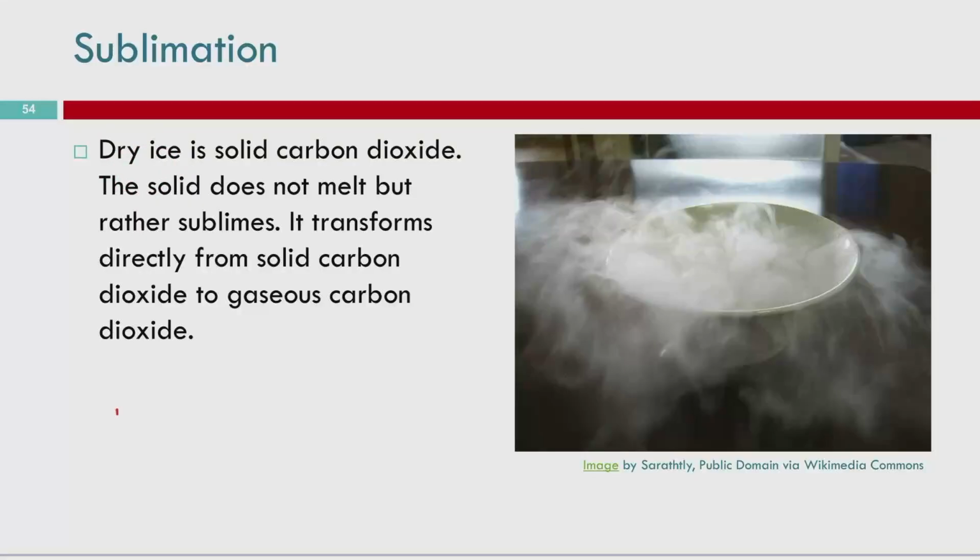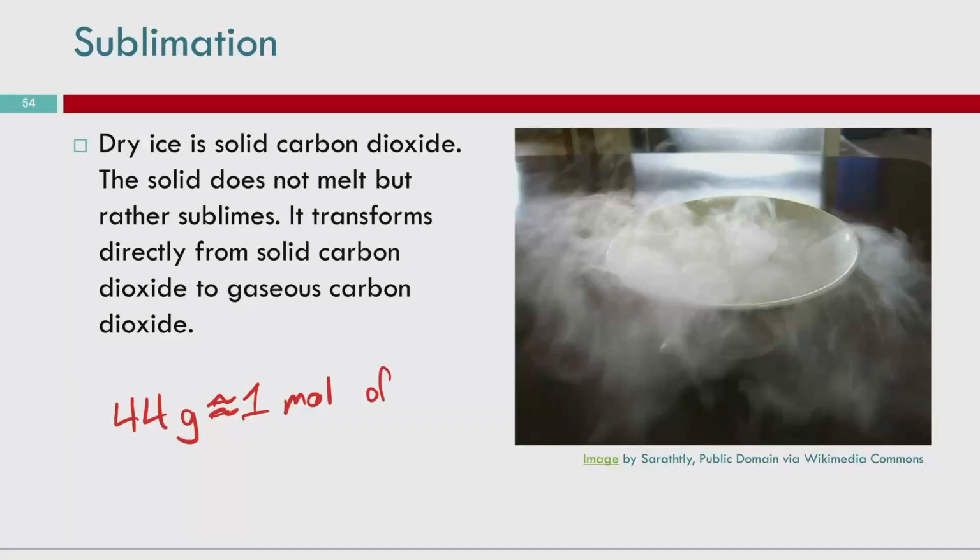But again, if you take a little bit of dry ice, 44 grams is about 1 mole of CO2. And 1 mole is about 22.4 liters. So if you're putting a relatively small chunk of dry ice into a container, 22.4 liters of gas comes out. That's going to create a lot of pressure. You could do the calculations for that if you know the size of the container. And if it's glass, it might explode, and that is obviously bad for you if you're nearby.